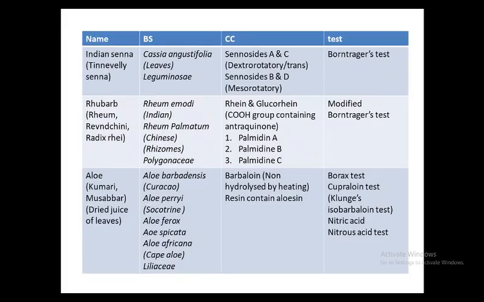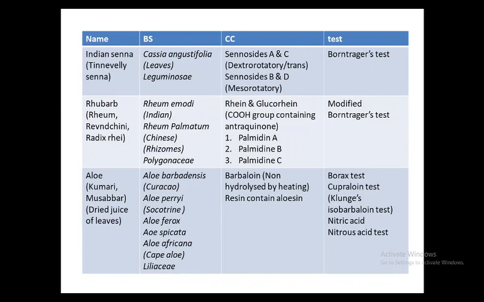So this is a summary of the plants containing anthraquinone glycosides. First is senna, which is also known as Indian senna or Tinnevelly senna. The biological source is Cassia angustifolia belonging to family Leguminosae. The part of the plant used is the leaves. Just see the chemical constituents. These contain the glycosides known as sennosides.